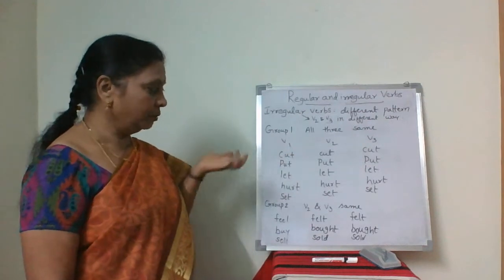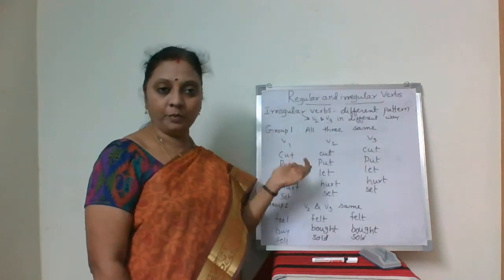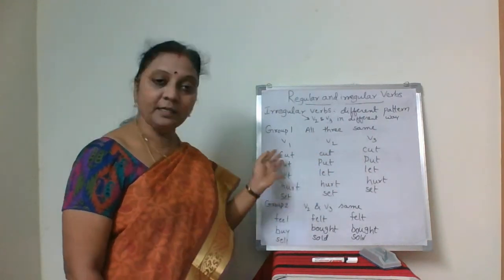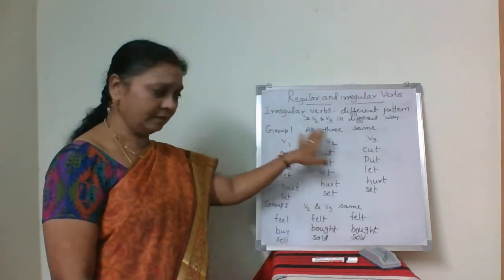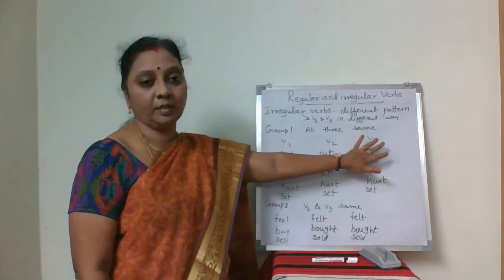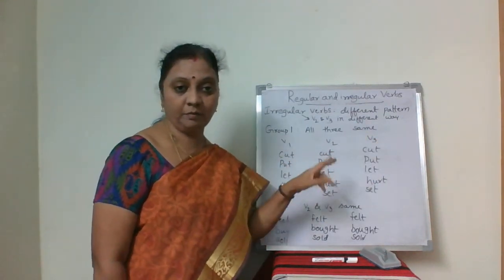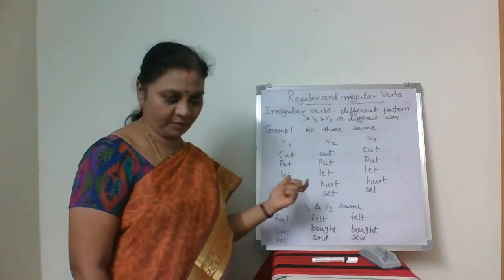Like this, you might have read in your primary classes: cut, cut, cut; put, put, put; let, set, hurt, hurt. I am giving five examples. So V1, V2 and V3 are the same. You observe, in these cases, no ed ending, isn't it? That's why they are irregular verbs.